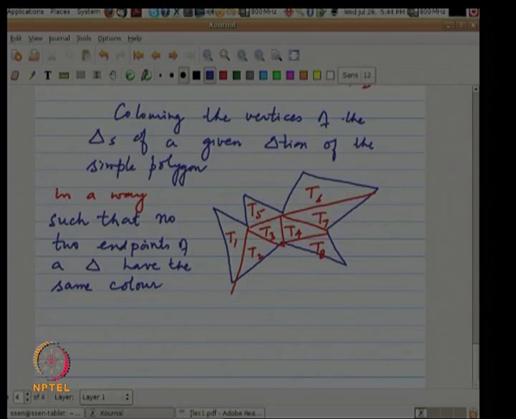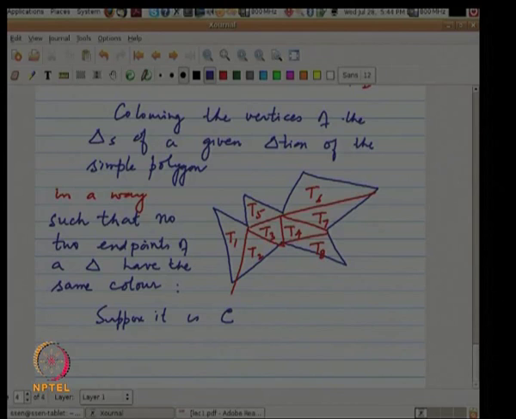Now, what do you think is the minimum number of that? I mean, what is the minimum number of colors that we require for this purpose? Even if you can't guess, let us assume it is some number, say C. Suppose I require C colors, the minimum number of colors that are required to achieve this coloring.